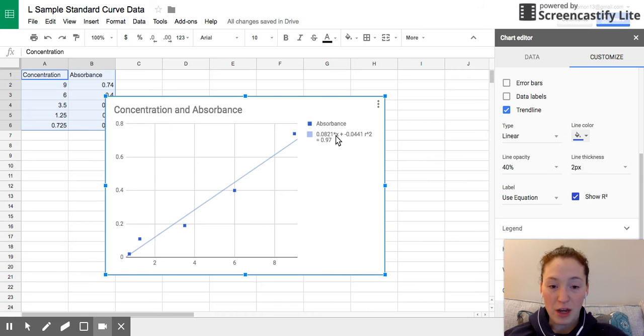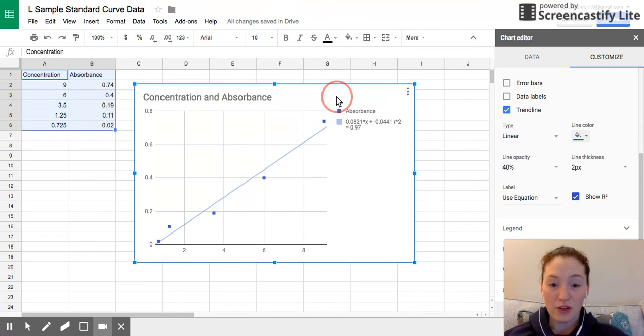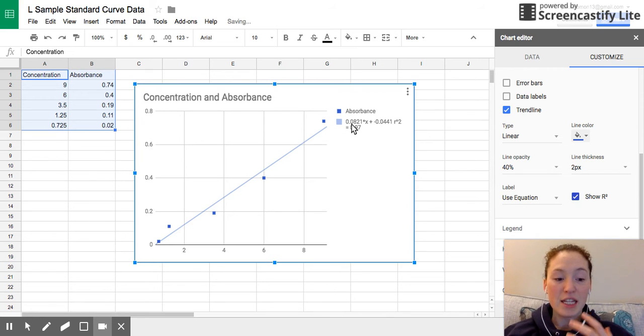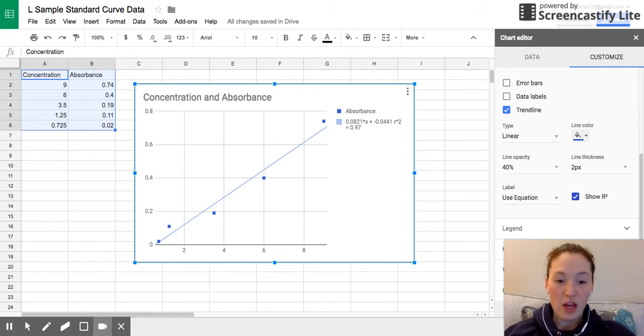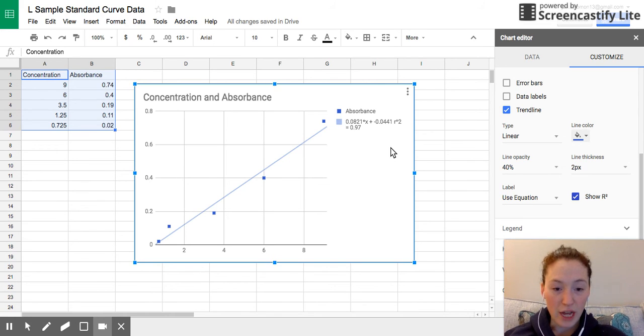Notice here on my graph equation, the values are very small. Absorbance values, concentration values tend to be small numbers. If you get an E, that E means an exponent, so 10 to the something. So it might say E negative 4. So that means 10 to the negative 4th. So it's a scientific notation value. Okay, and so that is how to make a standard curve.